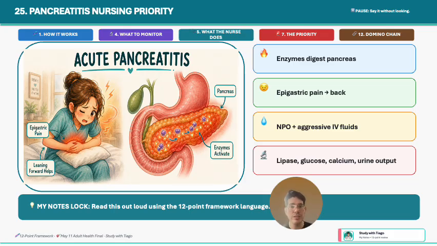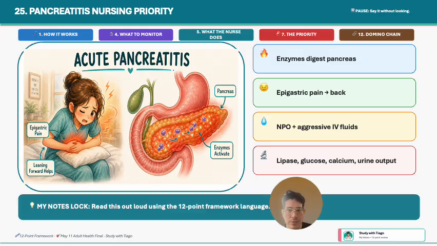NPO may be ordered early to rest the pancreas, depending on the plan, right? So IV fluids are important because inflammation can cause major fluid shifts into the tissues. Pain control matters because this can be severe pain, not mild stomach upset. Antiemetics may be used for nausea and vomiting.